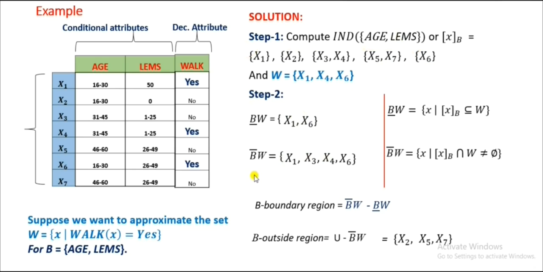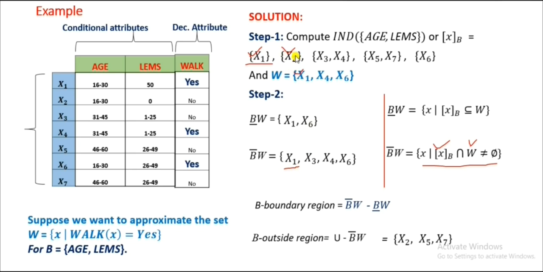Next, let us see how to compute the upper approximation. Here the condition is, if the equivalence class intersection the set W is not equal to null. That means if there is something common in XB and W, then all the objects will be part of the upper approximation. So here, the first equivalence class X1. X1 intersection W. Is there anything common? Yes, we have X1 here and X1 here. So X1 will come as a member of the upper approximation.